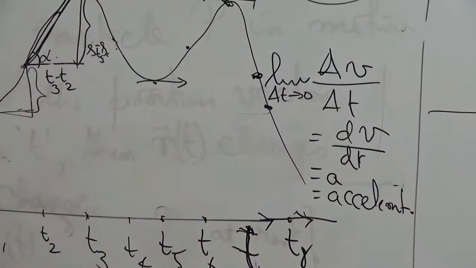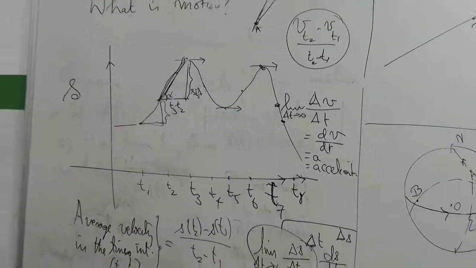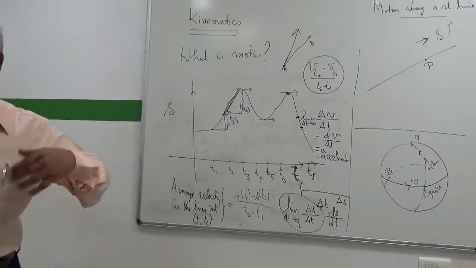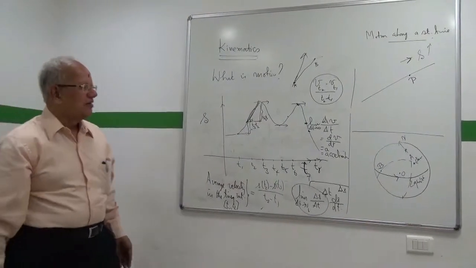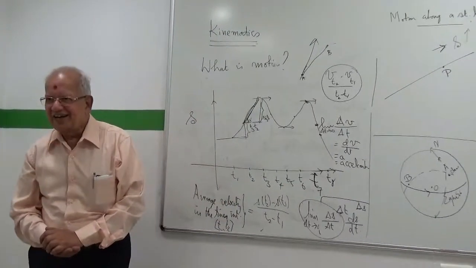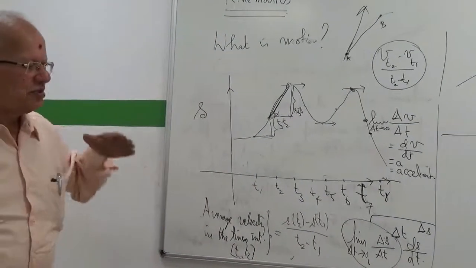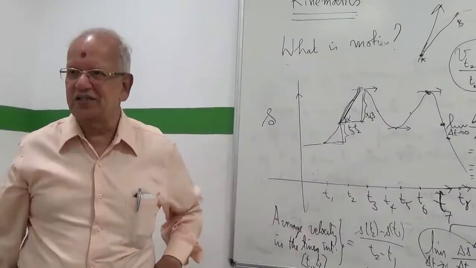And again, although delta t remains positive, your numerator can take a zero value, a positive value, or a negative value, and therefore this limit can be either 0, positive, or negative. So you can have a positive acceleration or a negative acceleration, or the acceleration can be 0 at some point. Okay.